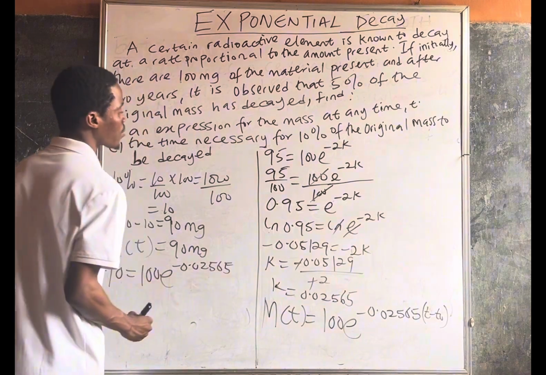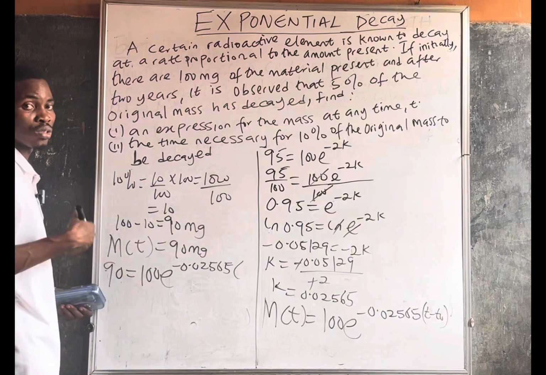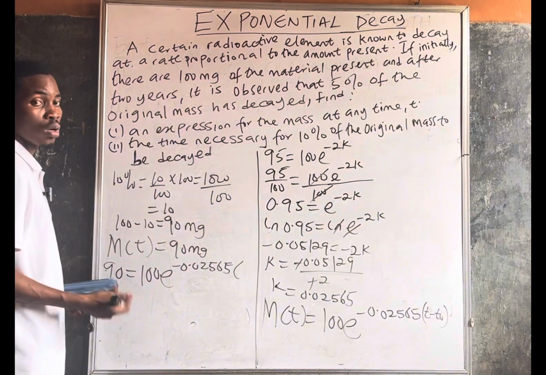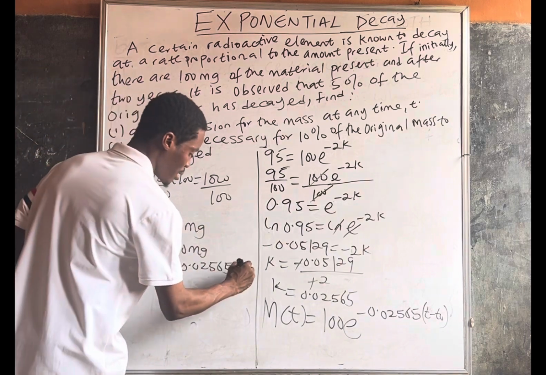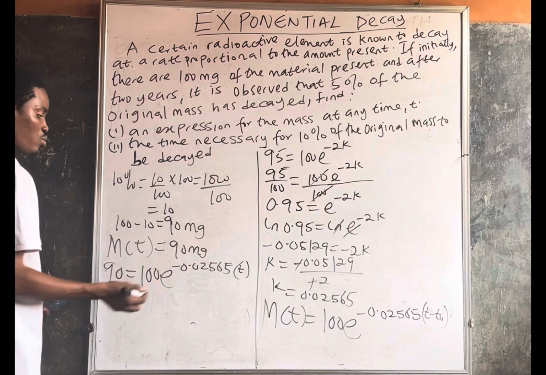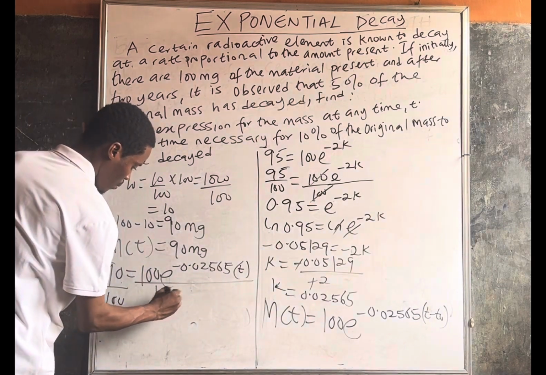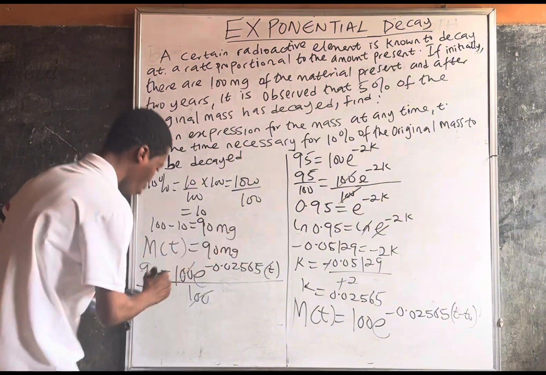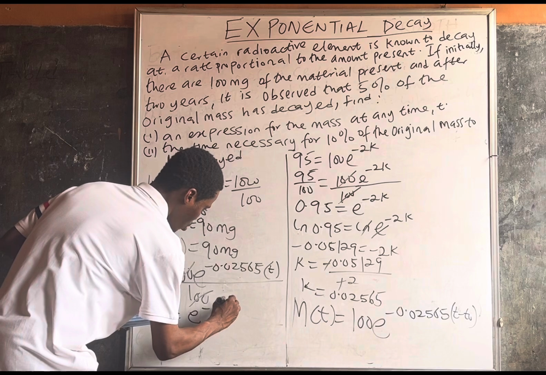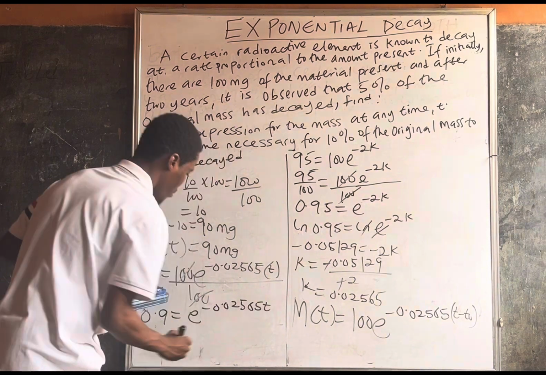0.02565. So we have to find our t. Our t naught is always 0, at m of 0. So we don't have t minus 0, we are going to get t. T minus 0, we are going to have t. So that's why we have t here. So we have to divide both sides by 100. 90 divided by 100, we have 0.9 is equal to exponential minus 0.02565 t. So what next?